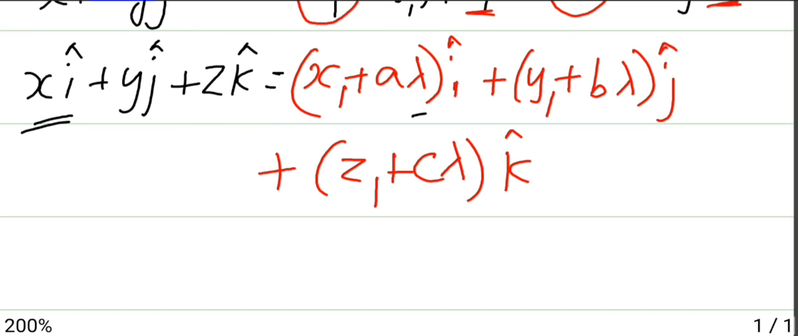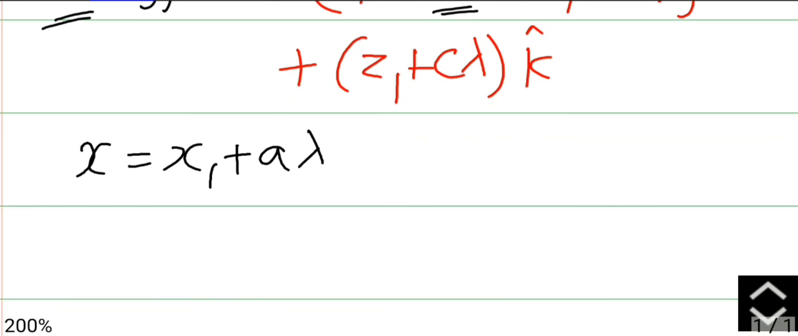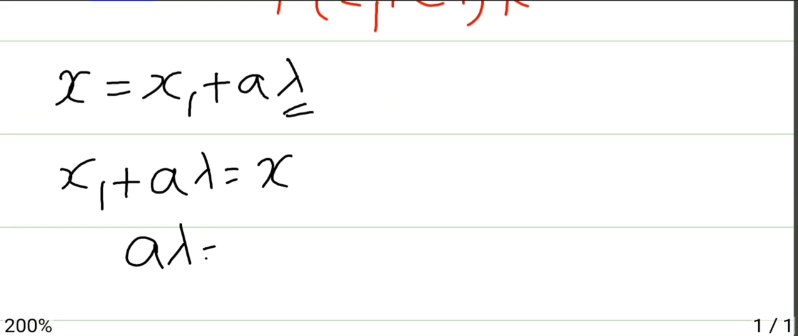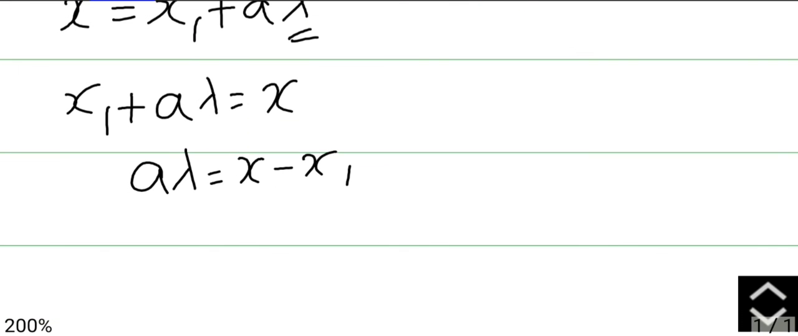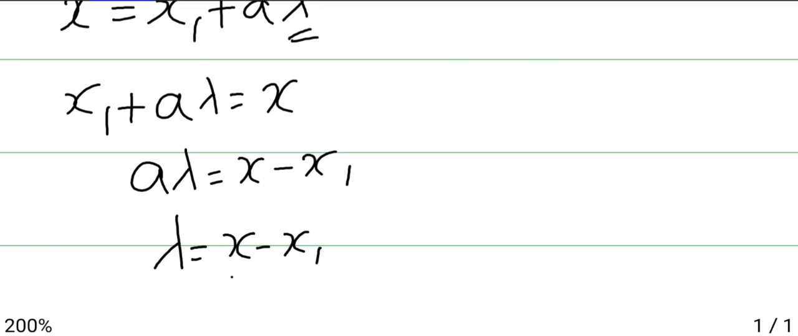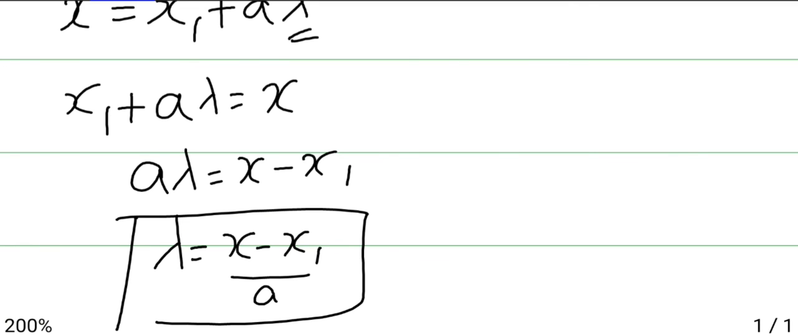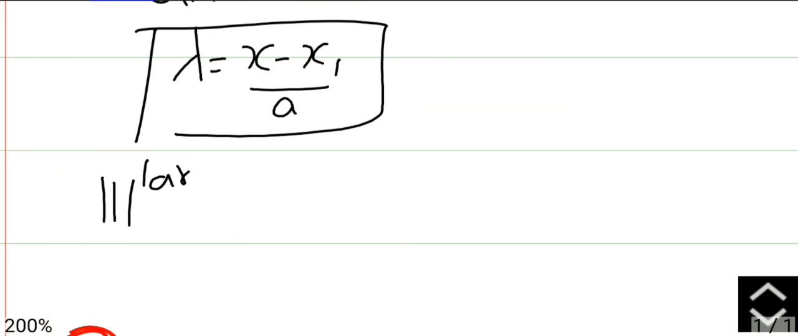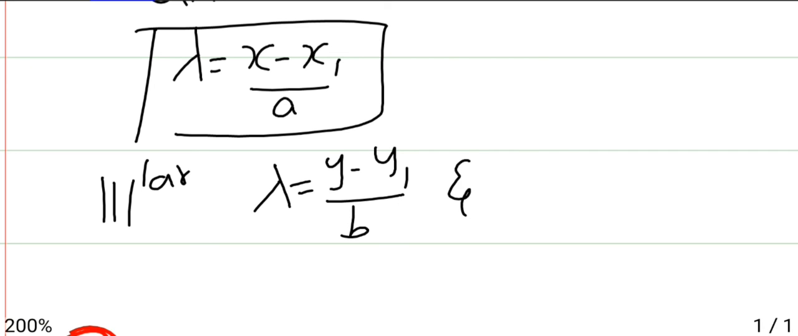Now comparing i with i coefficients, we get the coefficient of i as x is equal to x1 plus a lambda. So we want lambda: x1 plus a lambda is equal to x, a lambda equals x minus x1. Then lambda is x minus x1 divided by a. Similarly, for the second one we get y minus y1 divided by b, and lambda for the z axis gets z minus z1 divided by c.